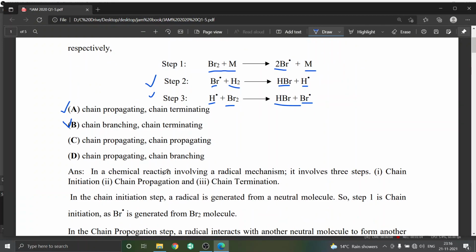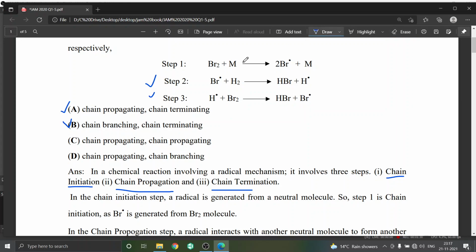So the thing is, a chemical reaction which involves a radical mechanism involves three steps. First is chain initiation, then chain propagation, and then chain termination. So what is chain propagation? If a reaction has to happen, first a radical has to be formed. So how will the radical be formed? A radical will be formed from a neutral molecule.